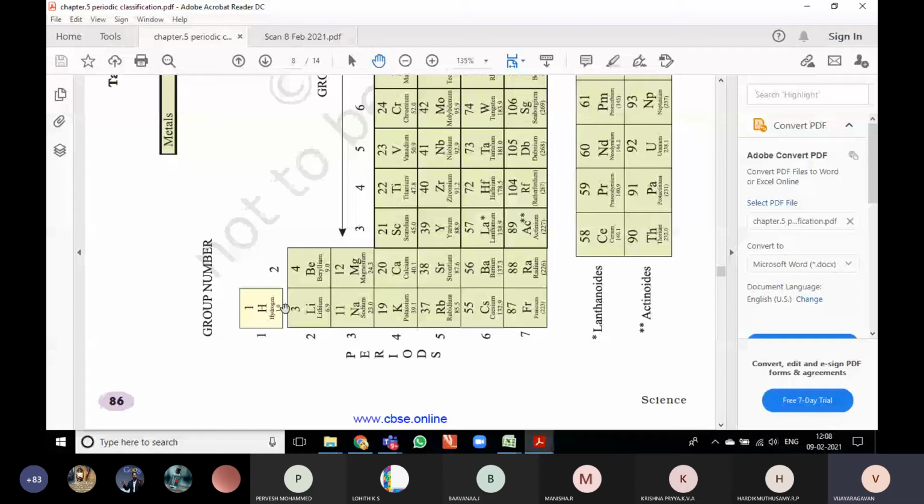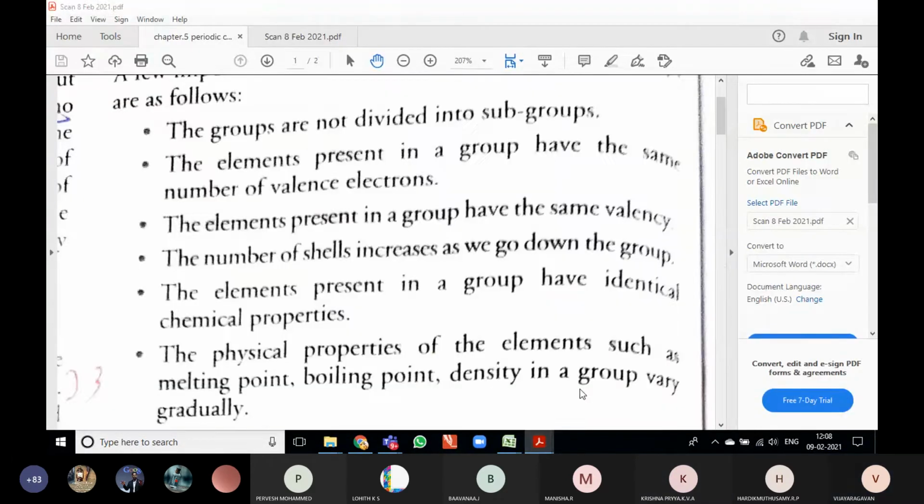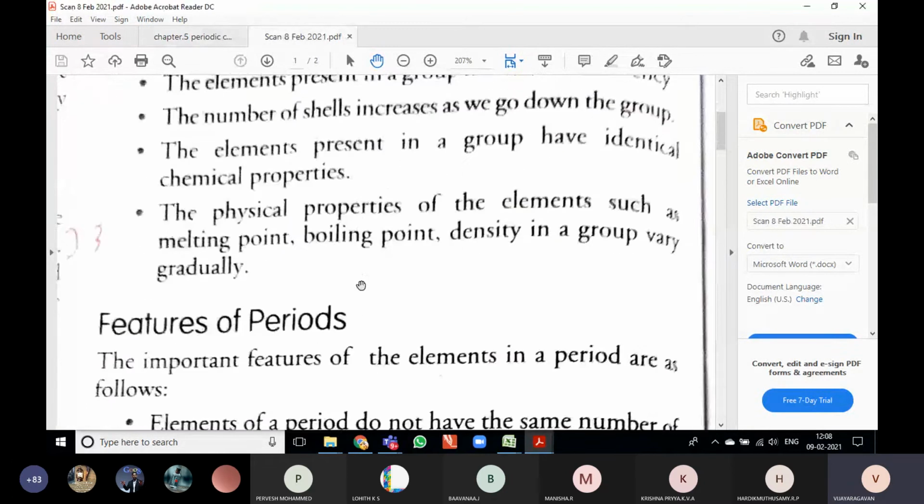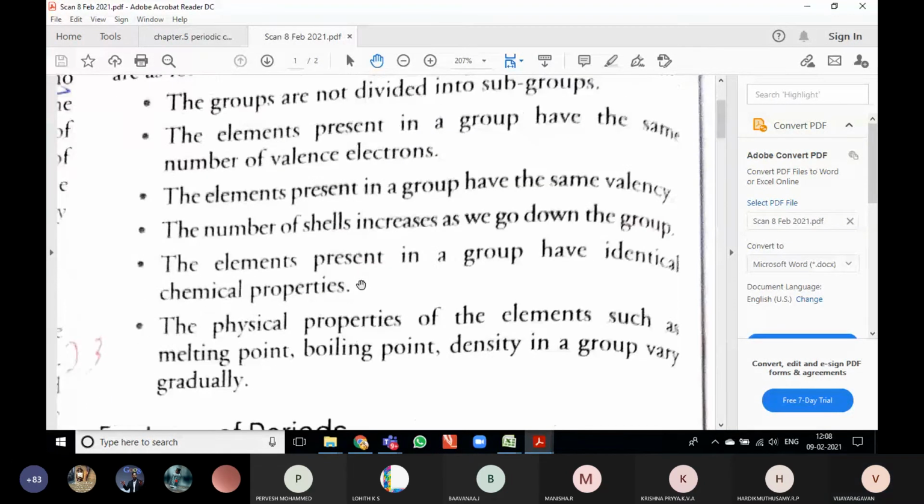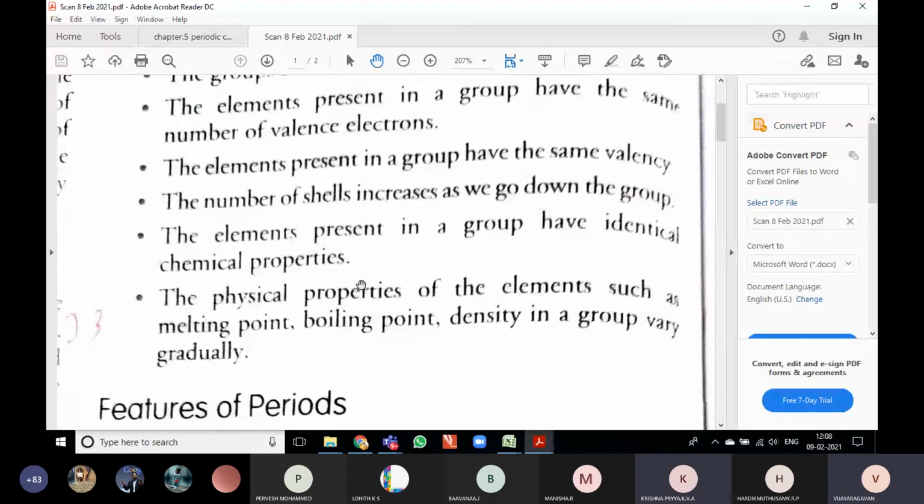Named after their oxides. So these are very important points. Yesterday we have seen the groups. Which group do the alkaline earth metals belong to? The second group, according to the period.